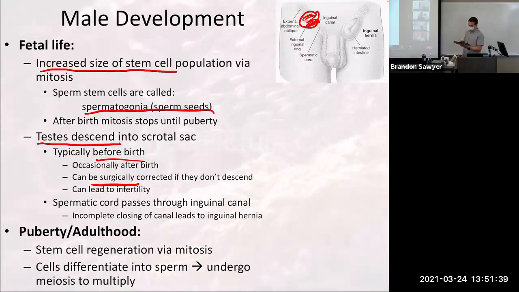Okay, and then moving into puberty and adulthood, as I mentioned, the stem cells regenerate via mitosis, and then the cells start differentiating into sperm. Then they get into meiosis, and that's really where we get true sperm cells.